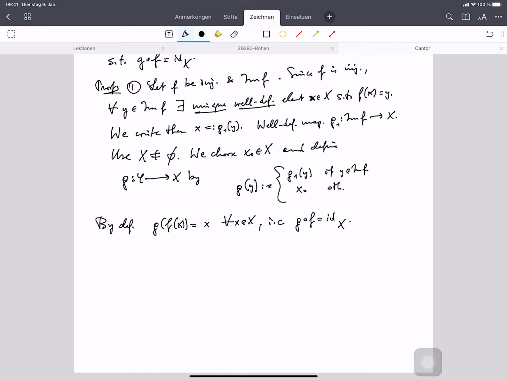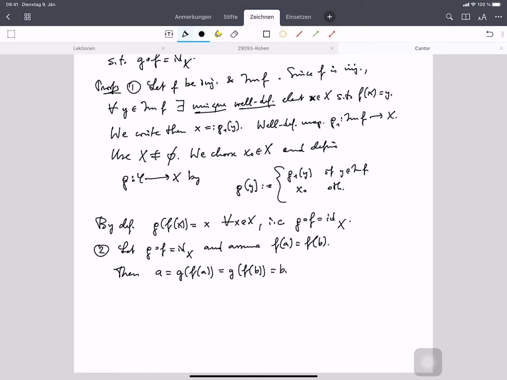The converse is immediate. Let g composed with f equal id_X for some g, and assume f of a equals f of b. Then a is equal to g of f of a, but f of a is also f of b, and this is b.